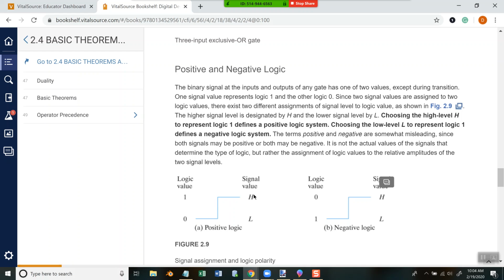That's our positive logic. And when we say signal level, for the most part, we think of voltage going through. Choosing the low level L to represent 1 defines a negative logic system. And down here, the L, you see they attach to the 1. The terms positive and negative are somewhat misleading since both signals may be positive, both may be negative. It is not the actual values of the signal that determine the type of logic, but rather the assignment of logic values to the relative amplitudes of the two signal levels.